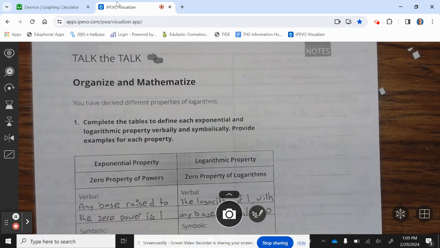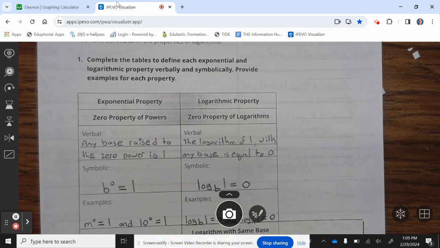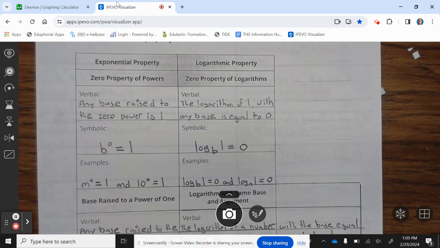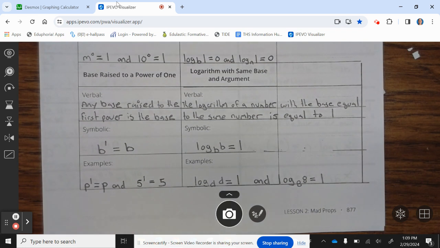Talk to talk. Organize and mathematize. You have derived different properties of logarithms. 1. Complete the table to define each exponential and logarithmic property verbally and symbolically. Provide examples for each group. All right, go ahead and complete the exponential property and logarithmic property portion of the table. All right, go ahead and complete the base raised to a power of 1 and a logarithm with the same base and argument portion of the table.